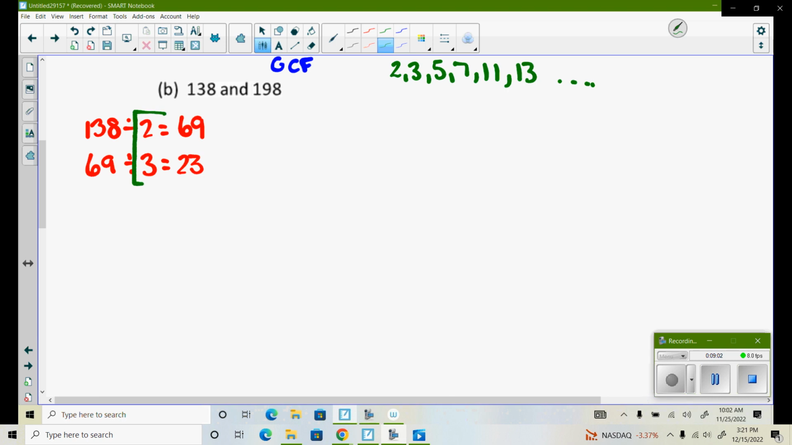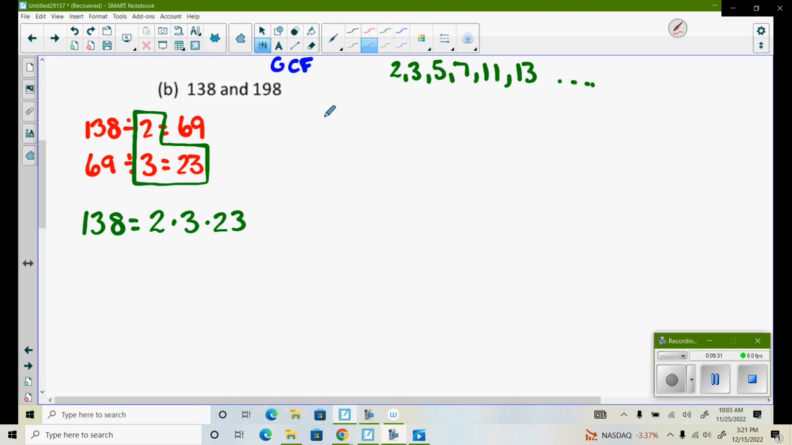I'm going to draw my hockey stick around these 3 numbers. So my prime factorization for 138 would be 2 times 3 times 23. Okay? I don't have any duplicates, so nothing can be raised to a power, and I just leave it as is. Okay? So my next step now is I need to do the same thing for 198.